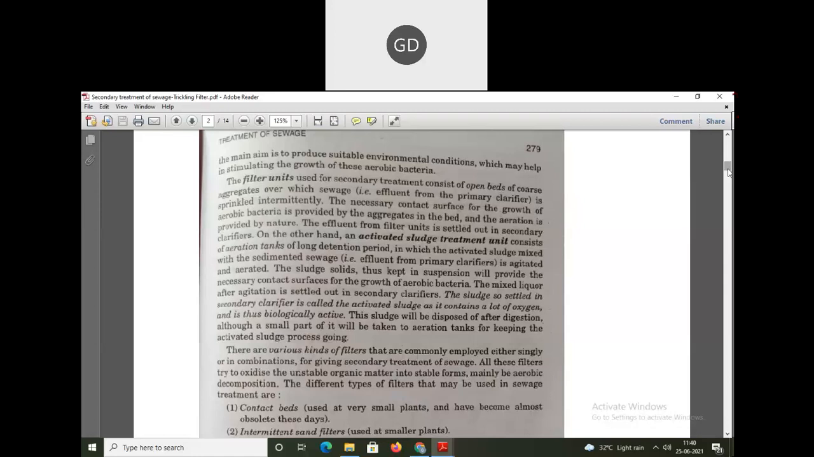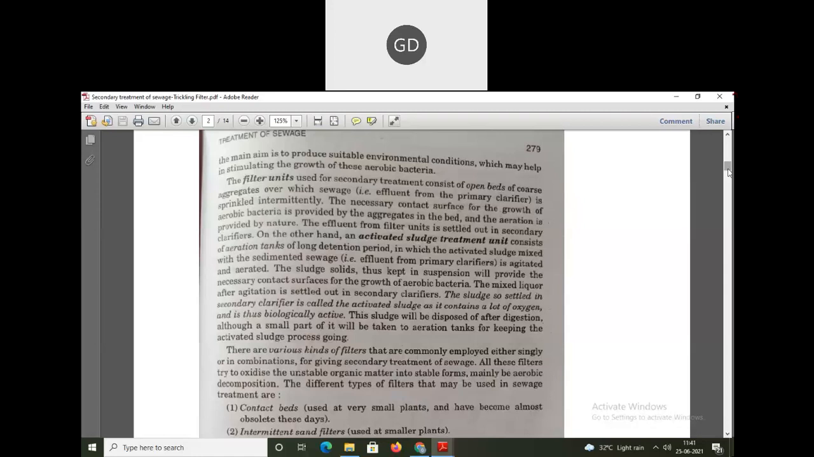Then comes the activated sludge treatment unit, which consists of aeration tanks. In filter units we have open beds of coarse aggregates, and in the activated sludge treatment unit we have an aeration tank with a very long detention period. The activated sludge is mixed with the effluents from the primary clarifiers and it is aerated.